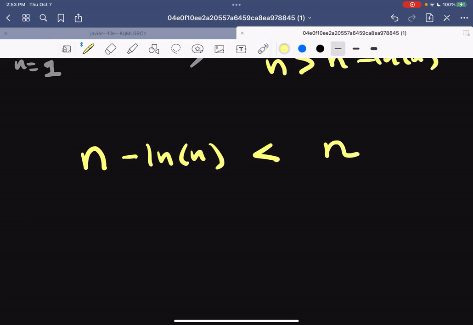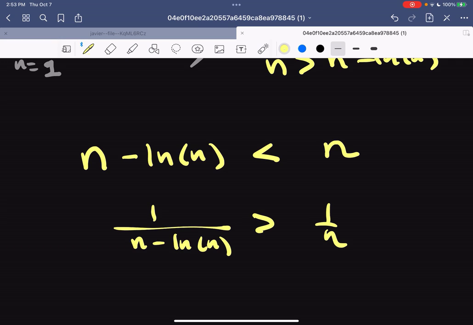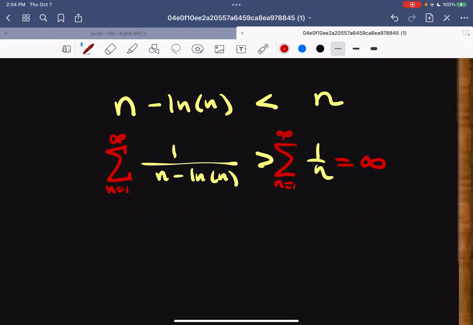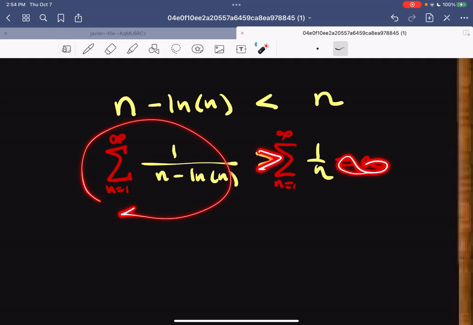Okay, now what would happen when I flip these? 1 over n minus ln of n, that would be bigger than 1 over n. When you flip these, you have to flip the sign of the inequality. Then I'm going to slap some sums on here, as n runs from 1 to infinity. Now this one, we've done it before. We know it's famous. It's the harmonic series, and we know it diverges. So this is equal to infinity, right? And now we've got this guy that's bigger than infinity.